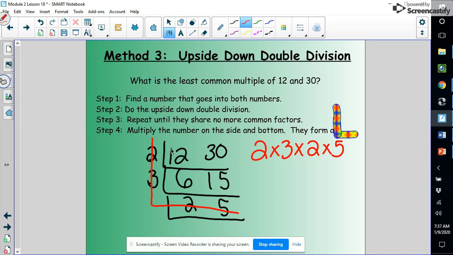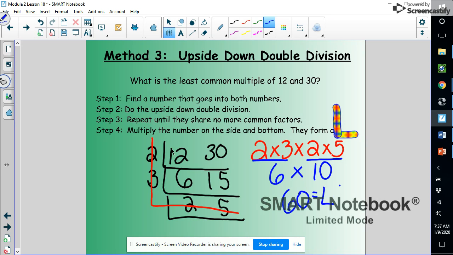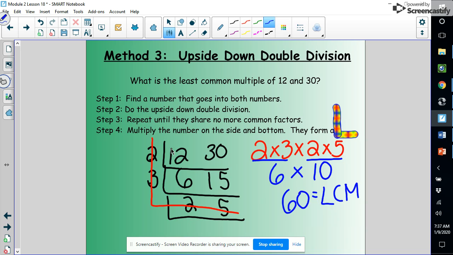You could do your multiplication in any order. What I'm going to do is, well, I know 2 times 5 is 10, and that's really easy to multiply by. And I know that 2 times 3 is 6. So then I'm going to do 6 times 10 is 60. So 60 would be my LCM, my least common multiple. That's how you'd find the least common multiple using upside down double division.